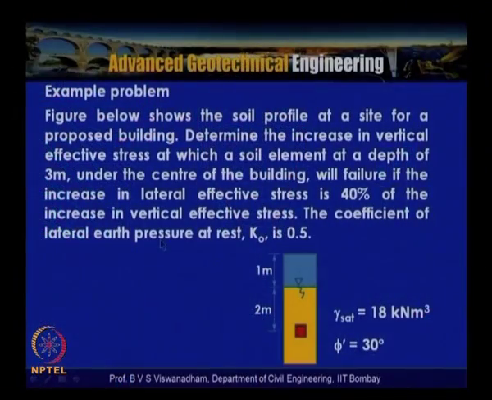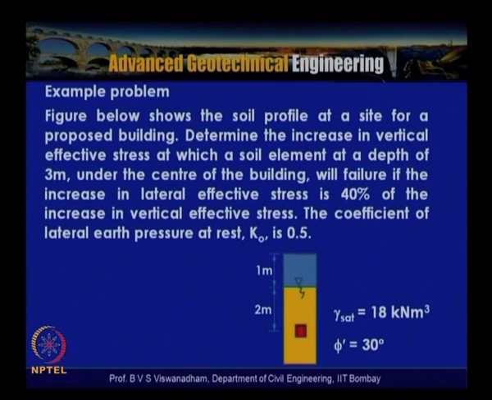We can look at an example problem, which we will solve in the next lecture. The figure below shows a soil profile at a site for a proposed building. Determine the increase in vertical effective stress at which a soil element at a depth of 3 meters under the center of the building will fail, if the increase in lateral effective stress is 40% of the increase in vertical effective stress. The coefficient of lateral pressure at rest, K naught, is 0.5, the friction angle is 30 degrees, and the saturated unit weight is assumed to be 18 kN per meter cube, both above and below the groundwater level.